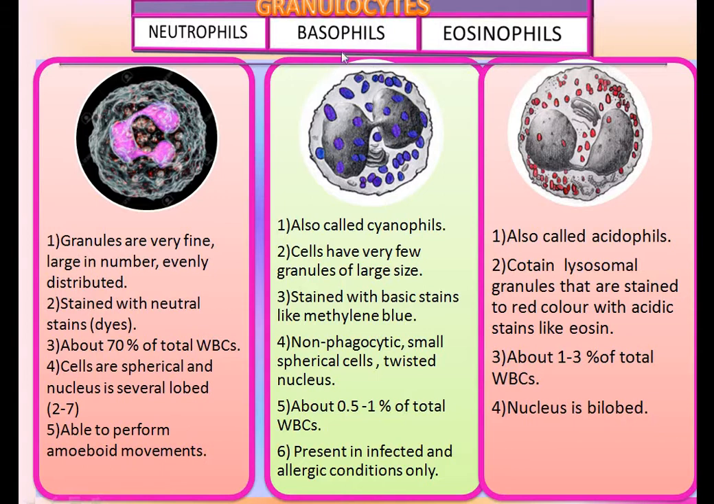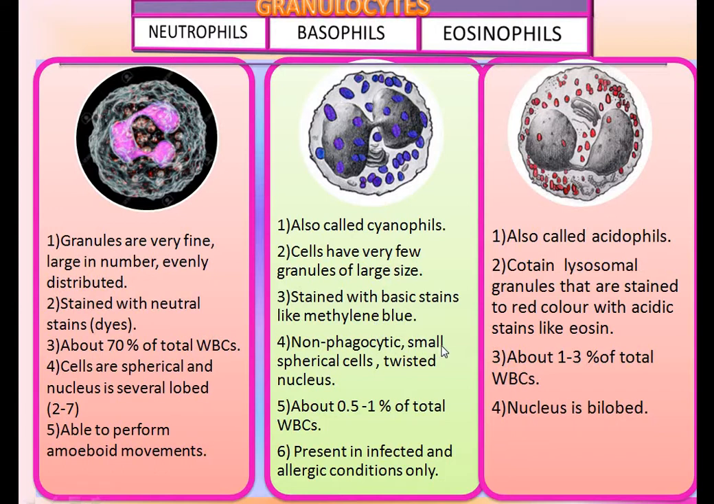The second type is basophils. This is the figure of a basophil. It is also called cyanophils. Cells have very few granules of large size. Here the cytoplasm contains large size granules. The granule size is large compared to other types of granulocytes. It can be stained with basic stains like methylene blue.